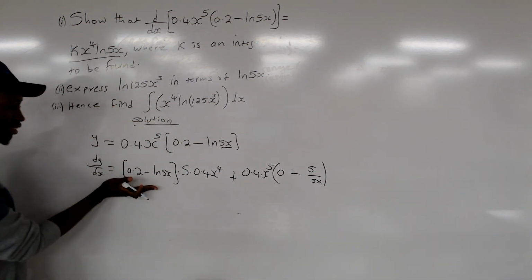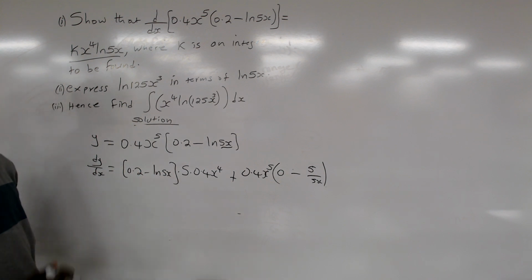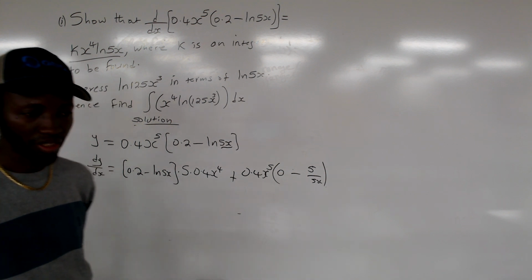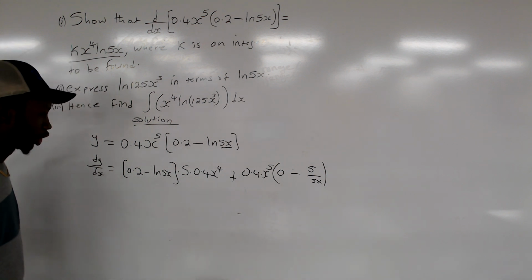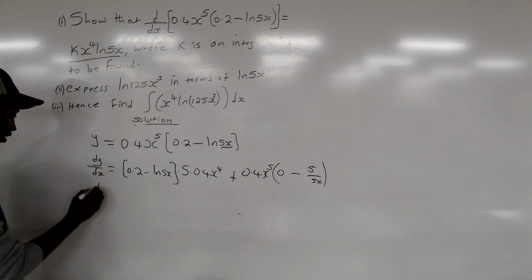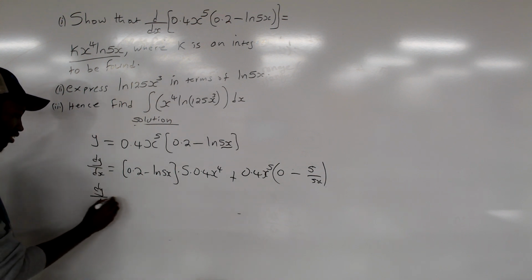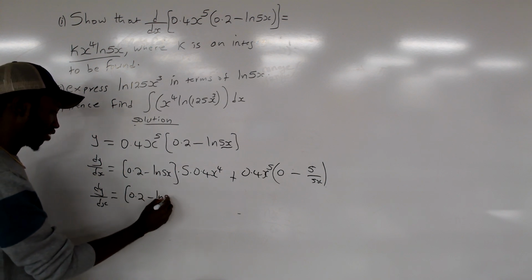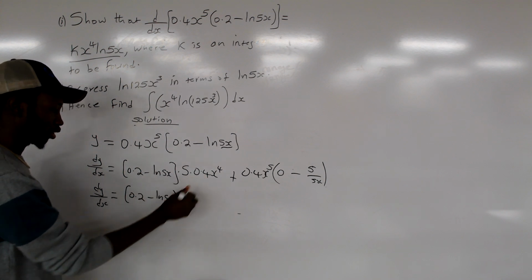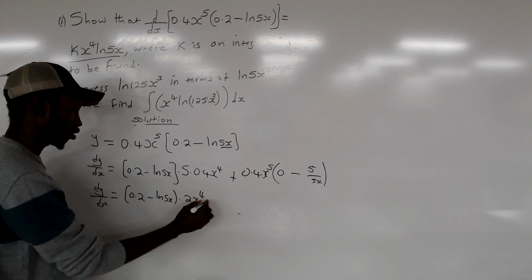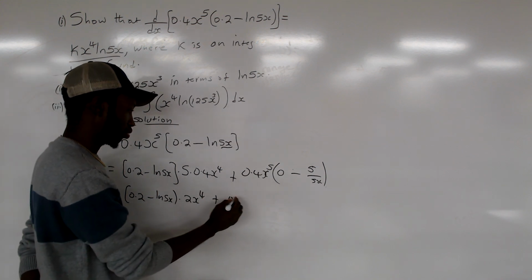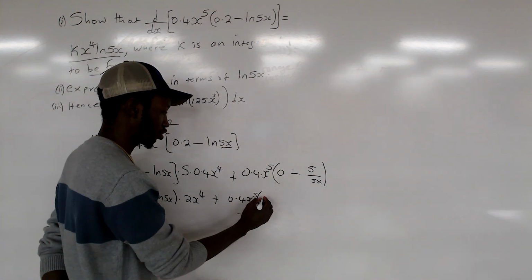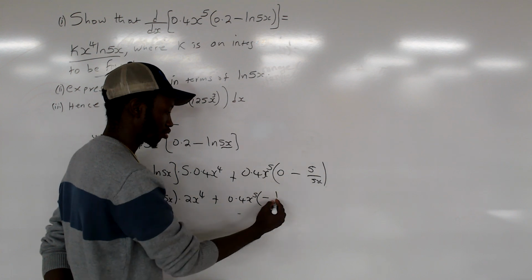So calculus ends here. What follows now is just basic algebra, how best you can play with your numbers or figures. So we rewrite dy over dx: (0.2 − ln 5x) times 5 times 0.4, going to give us 2x⁴, plus we maintain 0.4x⁵ times (0 minus 5 over 5x). 0 minus any number is just minus, and 5 cancels 5, going to be 1 upon x.